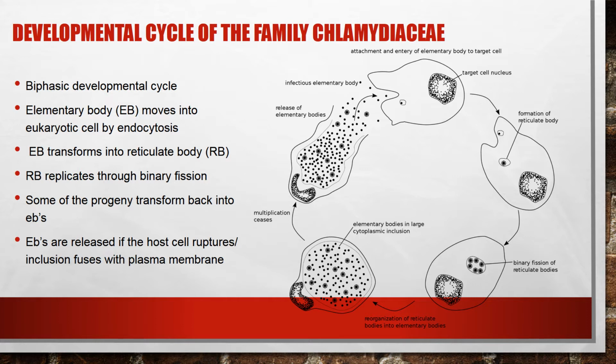The reticulate body replicates through binary fission. Once the inclusion is filled with its progeny, some of the chlamydiae transform back into elementary bodies. When the host cell ruptures, or if the inclusion fuses with the plasma membrane, they are released to begin the cycle anew.